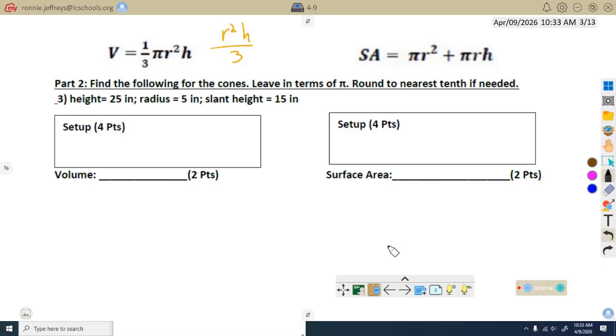All right. Number 3. Yes? You said which side would be squared, the right side would be squared, and the left side would be... Yes. Left would be cubed, right would be squared.